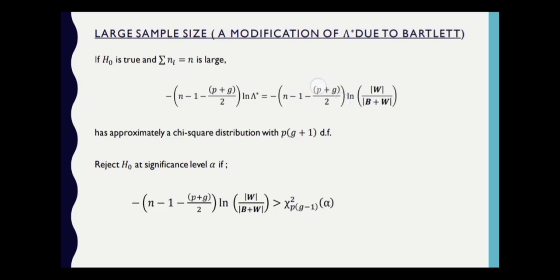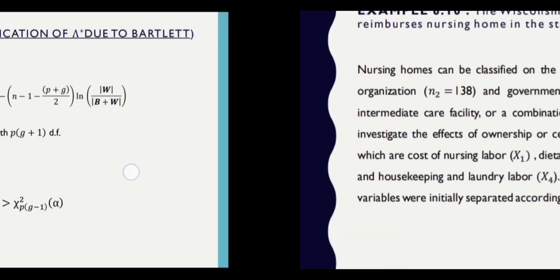P adalah number of variable, G adalah number of population, ln Wilks' lambda. Then compare dengan chi-square distribution with degree of freedom. Kat sini salah sikit, P multiply G minus 1. Yang ni betul. Degree of freedom ni adalah P multiply G minus 1. So, if the test statistic is more than the critical value from chi-square distribution, so we reject H0. Cara nak conclude sama macam sebelum ni.